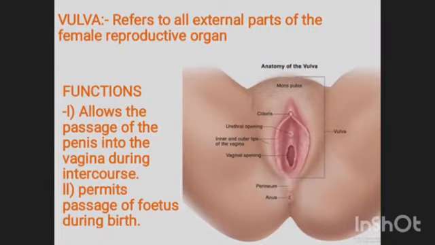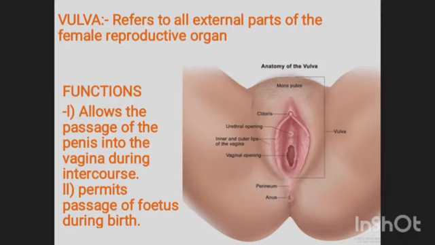Now, right here we have the vulva. Now, the vulva refers to all the external parts of the female reproductive organ. So the external part of the female reproductive organ is called the vulva. Now, what's the function of the vulva? It allows the passage of the penis into the vagina during sexual intercourse. Then it also permits the passage of the fetus during birth.